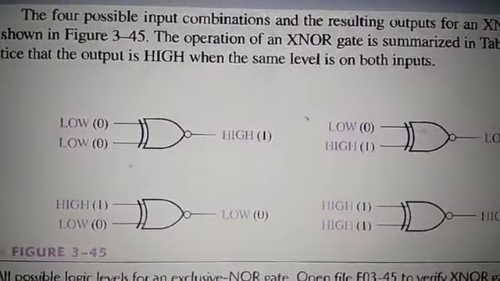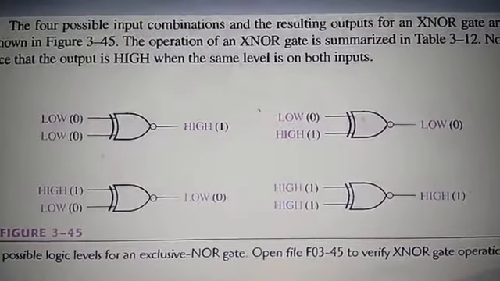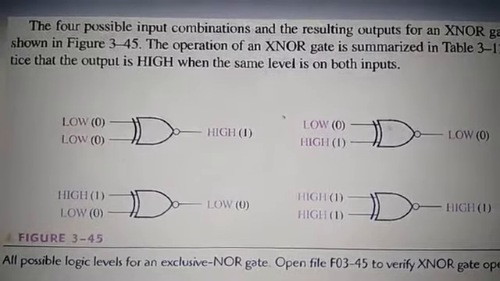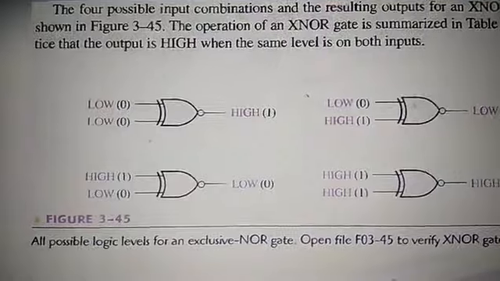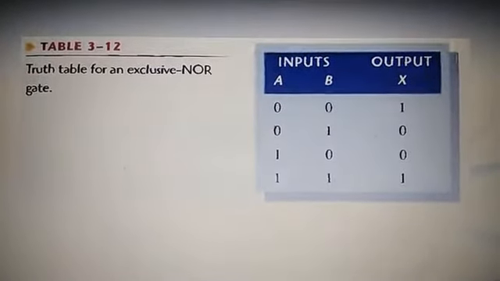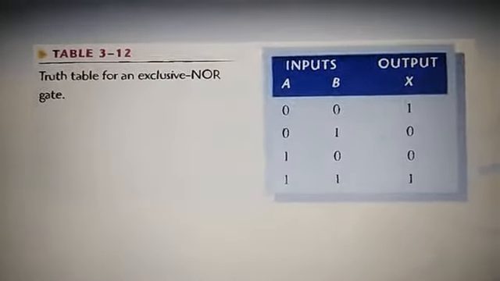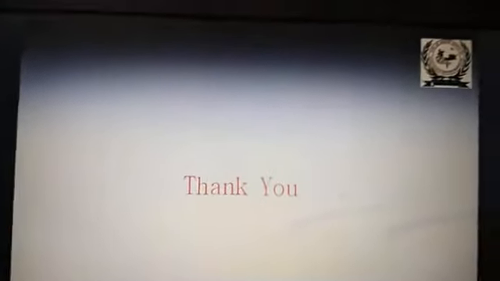When both the inputs are low, output is high. When both the inputs are high, output is high, right? And when one of the inputs is low and the other high, output will be low. These are the four possible combinations, and this is the truth table. If A and B are 0, 0, then output is 1. If A and B are 1, 1, then output is 1. Otherwise, it is 0. Right? So this is all about these gates and logic families along with the circuit diagram.